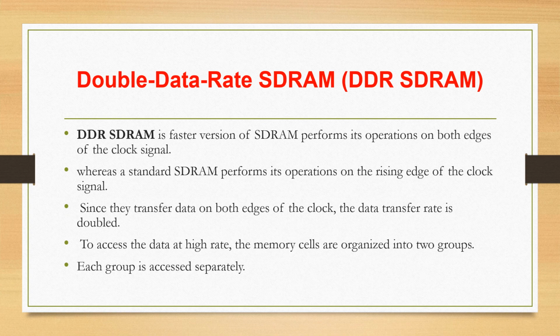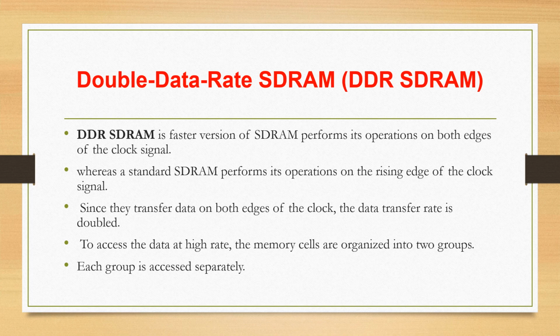Double data rate synchronous dynamic random access memory. This double data rate synchronous DRAM is a faster version of synchronous dynamic random access memory, and it performs its operation on both edges of the clock signal, whereas standard synchronous DRAM performs its operation on the rising edge of the clock signal. Since they transfer the data on both edges of the clock, only it's called double data rate.